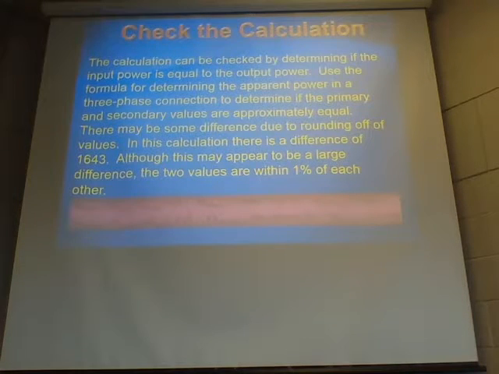And again, you can check the calculation. Line voltage times line current times the square root of 3. 174,482, and secondary line current times line voltage times square root of 3, 172,839. But so you're within 1% of each other, and that's acceptable.